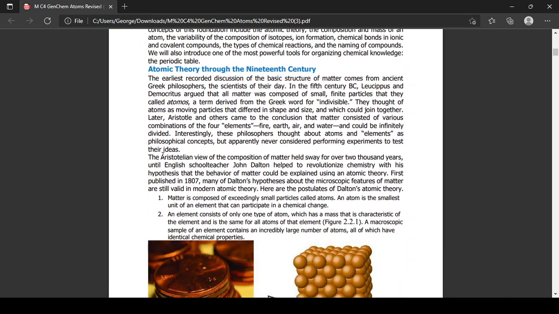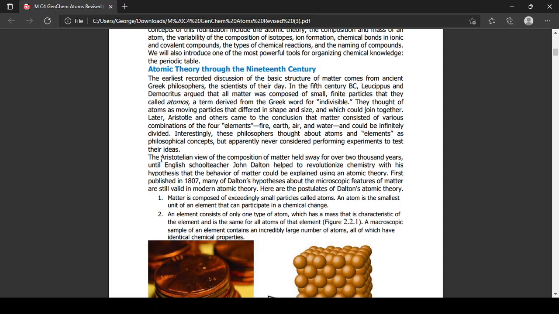The earliest recorded discussion of the basic structure of matter comes from your ancient Greek philosophers, the scientists of their day. In the 5th century BC, Leucippus and Democritus argued that all matter was composed of small finite particles that they called atomos, a term derived from the Greek word for indivisible. They thought of atoms as moving particles that differed in shape and size and which they could join together, which we now commonly call bonding.